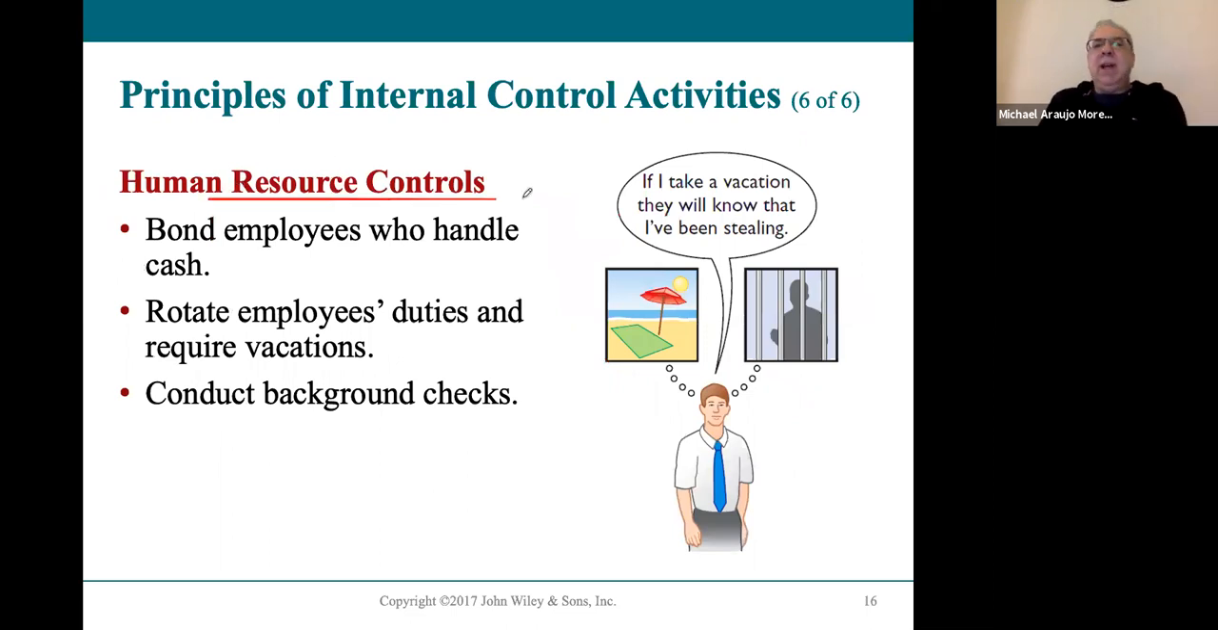Matter of fact, Sarbanes-Oxley gave lots of responsibilities and upped the ante for human resource controls as a way to effectively reduce fraud. In what way? Well, one thing is, businesses have to bond employees who handle cash. And what a bond is, we're not talking 50 Shades here. What we're talking about basically is insurance, purchasing an insurance policy on employees just in case they steal from you. Then you have that risk covered.